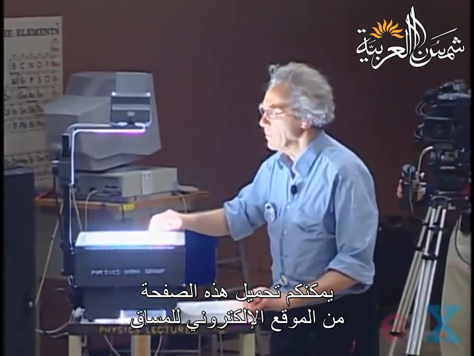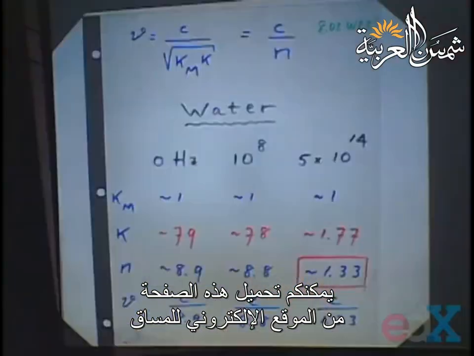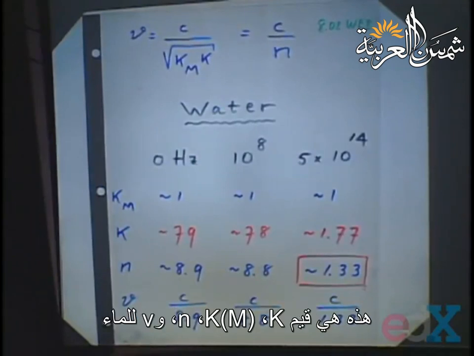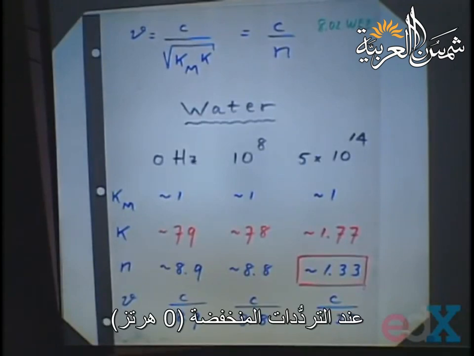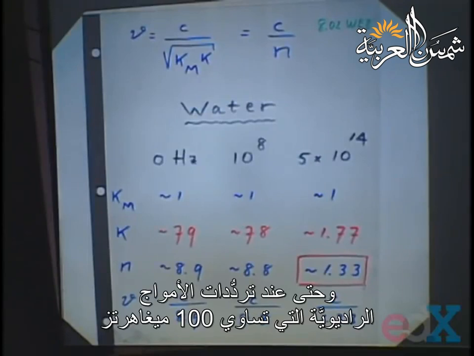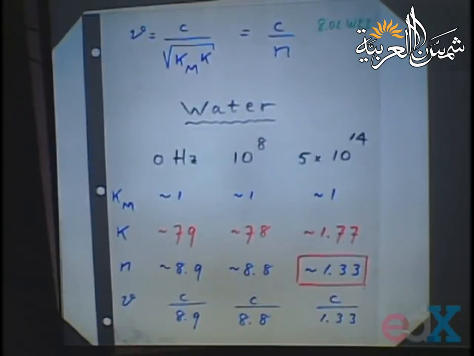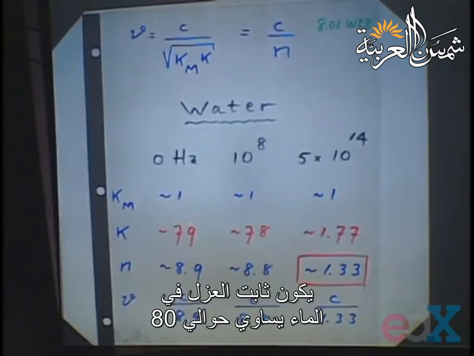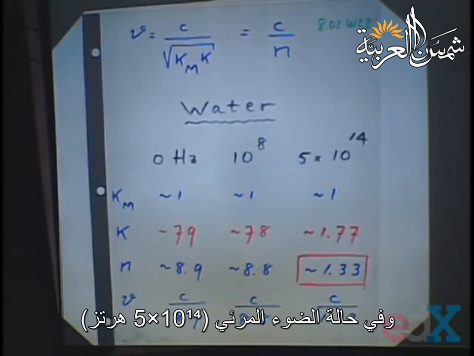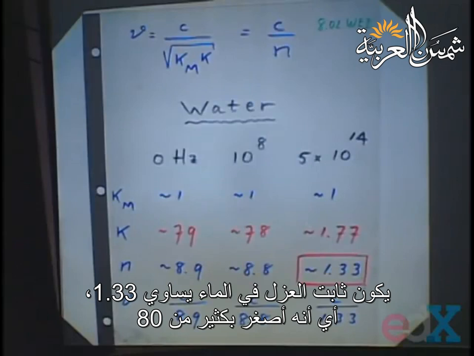This is on the web, so you can download it and make yourself a copy. And so if you look here, this is for water, then you see there at low frequencies, at 0 hertz, and even at radio frequencies, at 100 megahertz, these are radio waves. Notice that the dielectric constant in water is about 80, and at visible light, these are the frequencies of visible light, it's way lower.